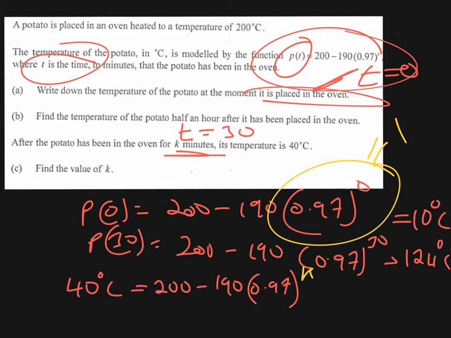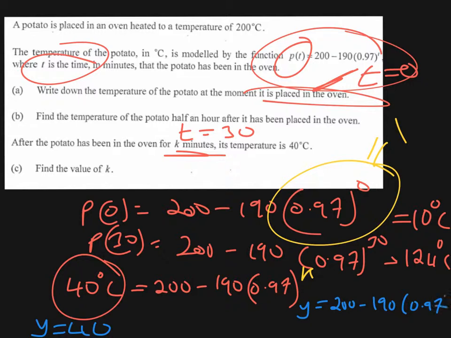So you can just graph here y equals 40. So if you graph y equals 40, and then the second graph is going to be y equals 200 minus 190 times 0.97 to the power of x on your calculator. So again, to solve for x, you're just going to find the intersection, and that should yield a value of k being equal to 5.64 to 3 significant figures.